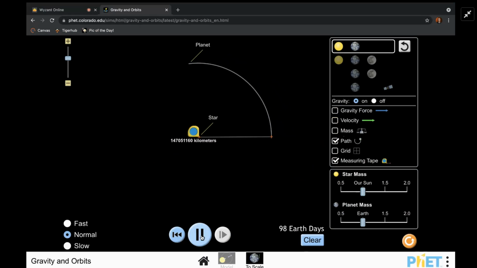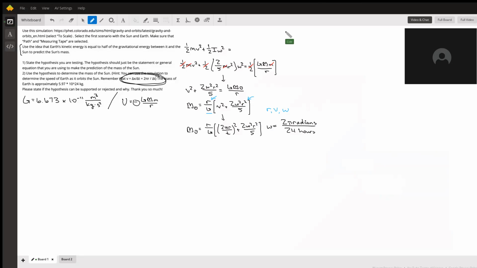and we have our time. How long does it take for the Earth to orbit the sun? 365 days, right? So now you have your radius, your orbital distance, your time, you have G, you have omega. So plug everything in, make sure your units are in SI units, and you should be good to go.